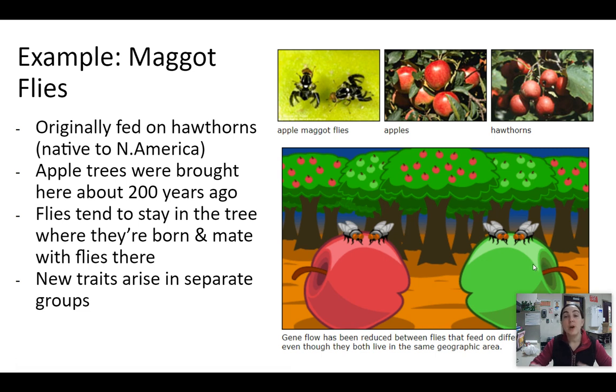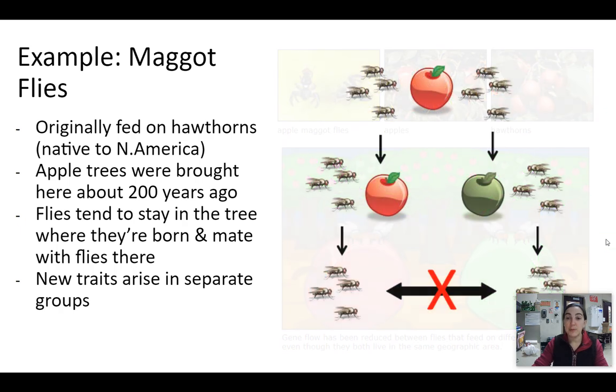Hawthorns and apples ripen at slightly different times of the year, and so the flies are starting to hatch at different times of the year when they're most likely to get the most fruit and have the most food. And so as they become more and more different and evolve those separate traits, eventually when they get to the point that they can't interbreed, they will be considered separate species.